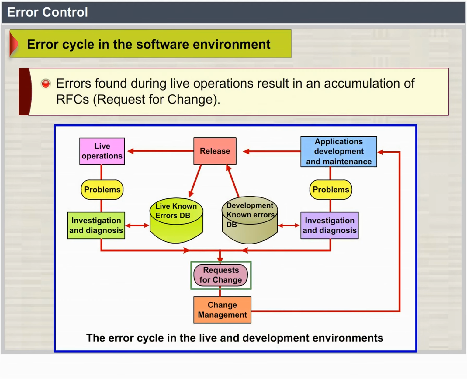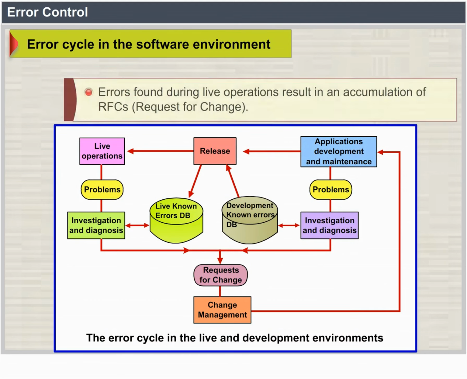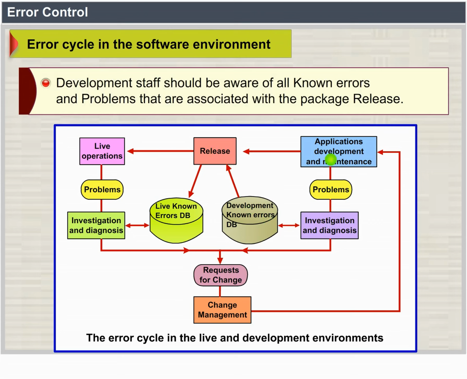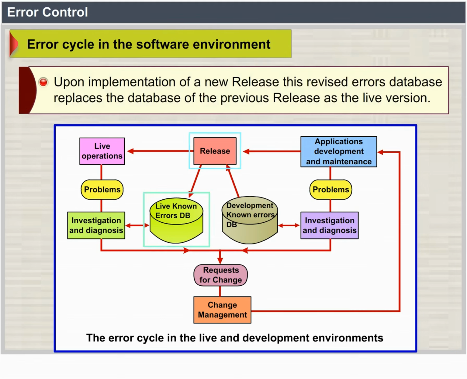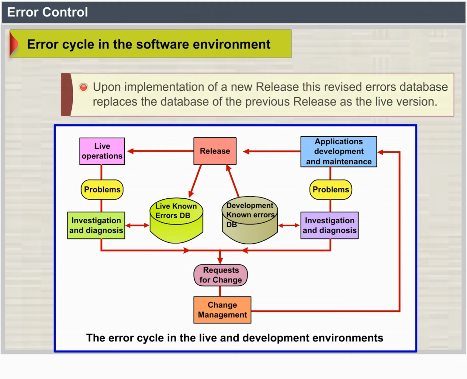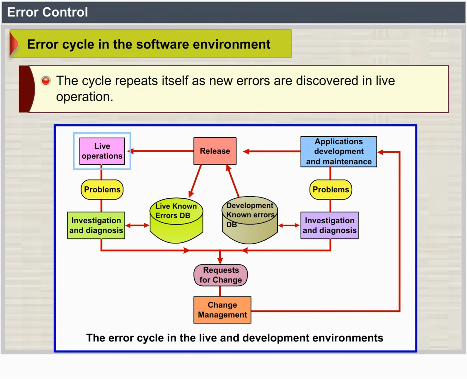Errors found during live operations result in an accumulation of RFCs, requests for change. Development staff should be aware of all known errors and problems that are associated with a package release. They are required to delete known errors as they are corrected, but they add any newly introduced errors from the development activity itself to a revised error database. Upon implementation of a new release, this revised error database replaces the database of the previous release as a live version. The cycle then repeats itself as new errors are discovered in live operation.